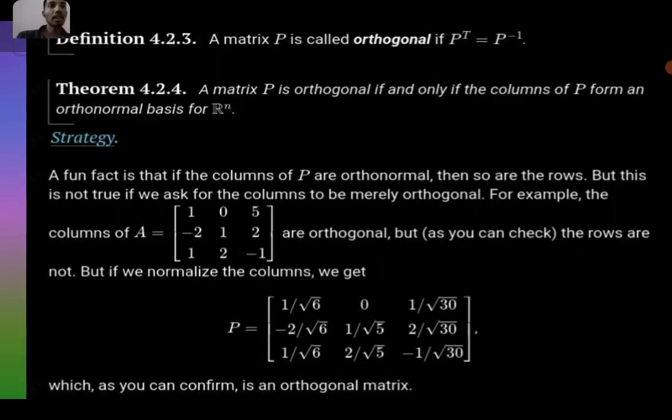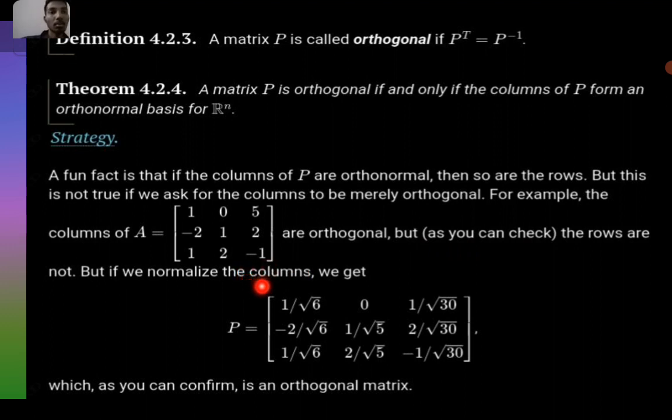Definition: a matrix P is called orthogonal if P transpose equals P inverse. A matrix P is orthogonal if and only if the columns of P form an orthonormal basis for R^n. A fun fact is that if the columns of P are orthonormal, then so are the rows. But this is not true if you ask for the columns to be merely orthogonal. For example, the columns of A equals [1, 0, 5; -2, 1, 2; 1, 2, -1] are orthogonal, but as you can check, the rows are not.